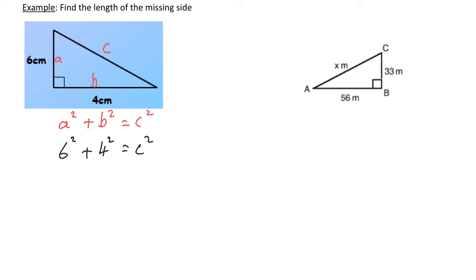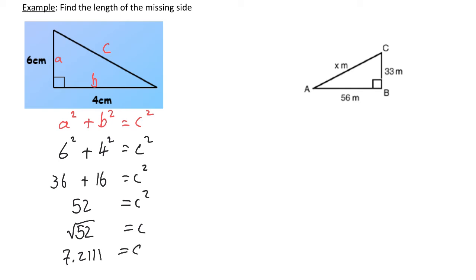So we can work out the value of 6 squared, which is 36, and we can work out the value of 4 squared, which is 16. So that means that 36 plus 16 is C squared. 36 plus 16 is 52, which equals C squared. Then to find the value of C, if we take the square root of 52 and put that into a calculator, we get 7.2111, which is C. So we could say that that's 7.21 to 2 decimal places.